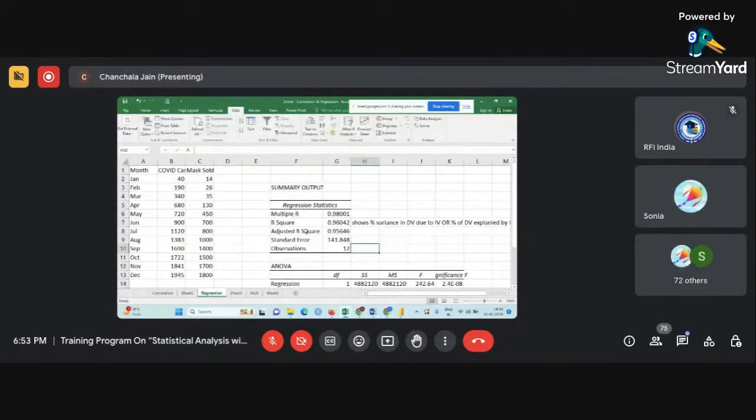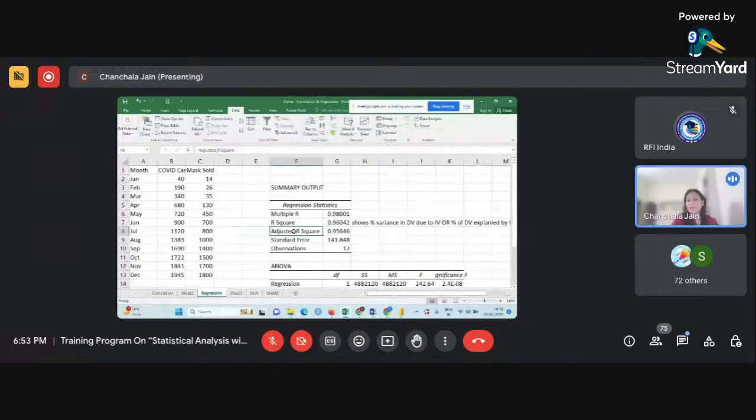Further, as I said, we will not discuss the adjusted R square here, as we are talking about simple linear regression. You need to report it in the case of multiple linear regression. Interpretation will remain the same, right? Now the standard error is 141.848. Observations are total 12.